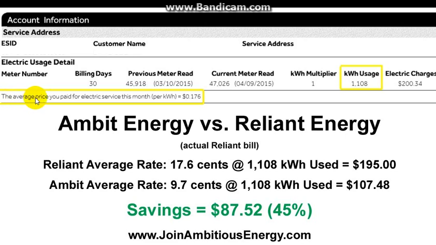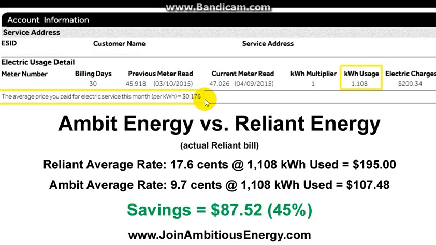It says the average price you paid for electric service this month per kilowatt hour equals $0.176. Or, of course, that equals 17.6 cents. So that's what we're looking for here. Always look for the average rate first.